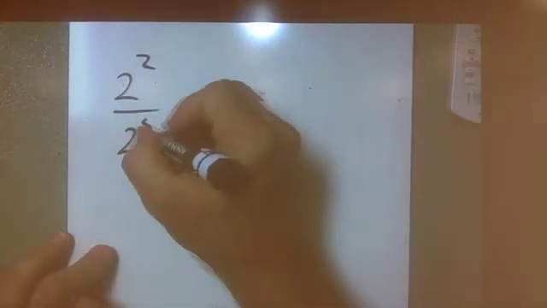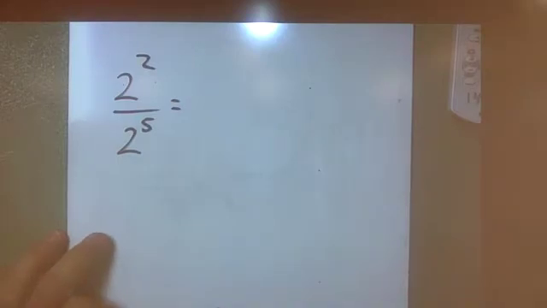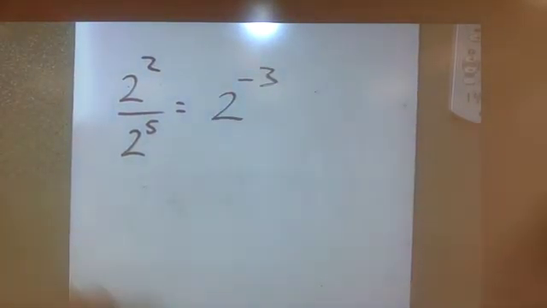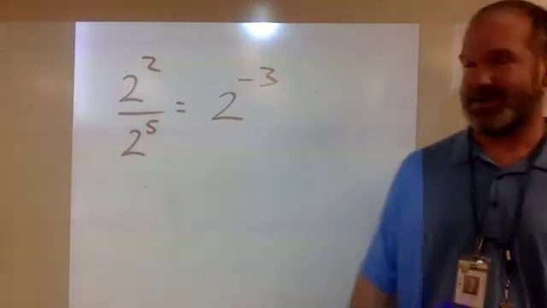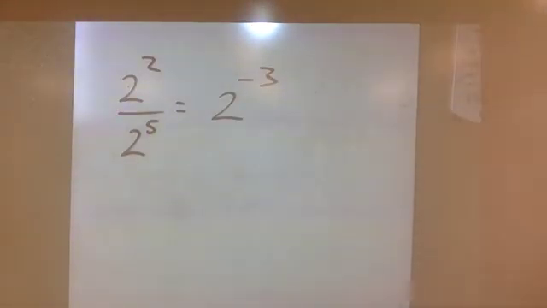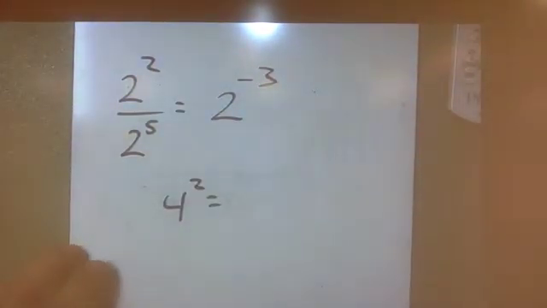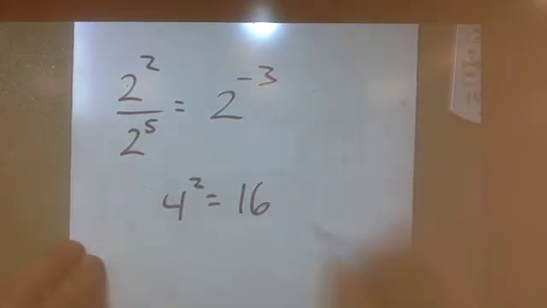What if the denominator exponent is bigger than the numerator? What if it's 2 squared over 2 to the fifth? Well, when you subtract, it's 2 minus 5 now, so that's 2 to the negative 3. What does that mean? What is a negative exponent? And here's how I usually teach negative exponents. I'll say 4 squared, people. What's 4 squared? And everybody yells out 16. Good, you know that.